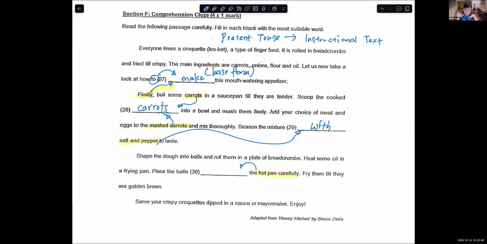Place the balls on the hot pan. No, right? A pan is something that you put things in, you don't put things on the pan, right? A pan is something with a shallow depression. It's like a bowl, slightly bowl shaped, right? Flat but slightly bowl shaped. So you put something, right? Let's see. Terence, go ahead.